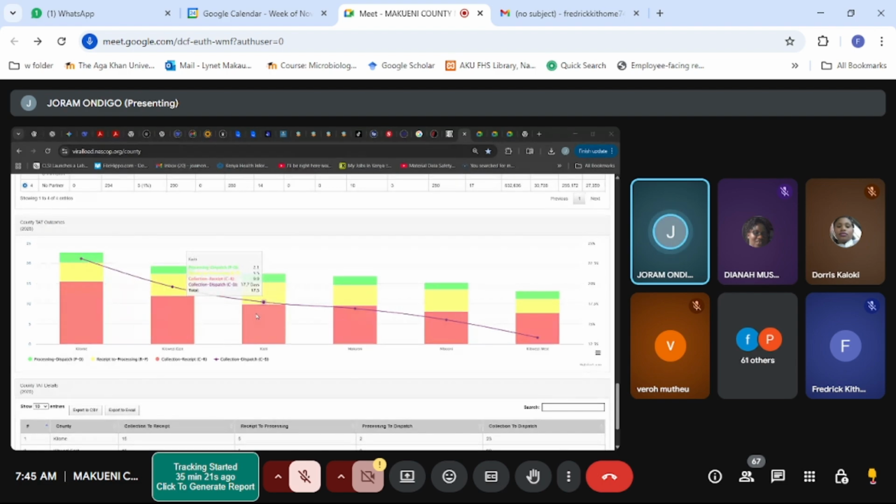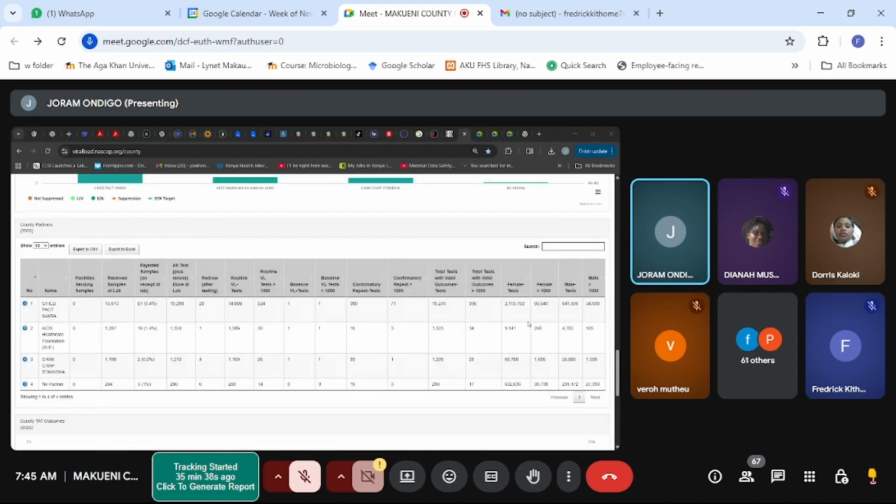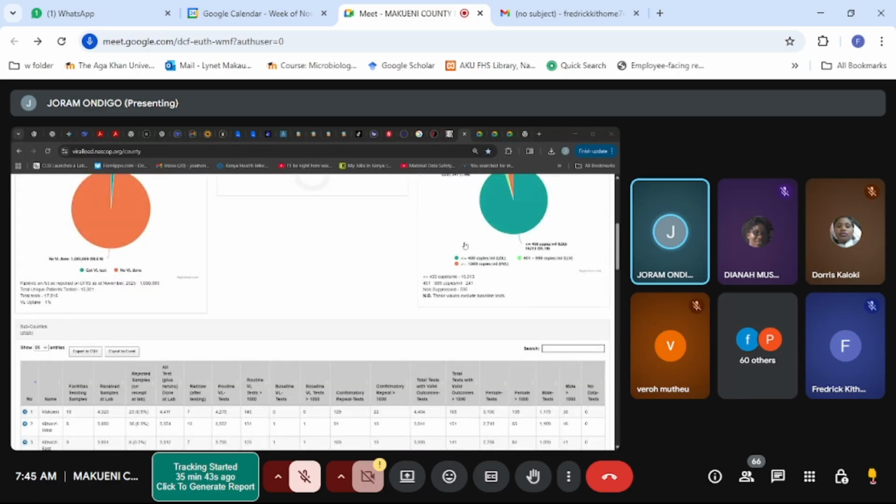You see Kaiti around 17 days from collection to results received, that is 17.5. You see here Makueni around 17 days rounded off. You see Mbooni around 15 days rounded off. You see here which sub-county, Kibwezi West.